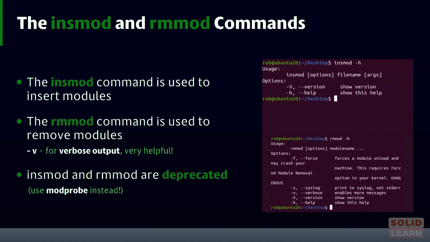Now, the insmod and rmmod commands are used to insert and remove modules respectively. The rmmod command is something that you probably are going to want to use with the -v flag or the -v option for verbose output. You can see exactly what it's doing when it's removing things. And you can use both of these commands with the -h option. That's the help flag, and it just displays all the options that you see on the screen on the right-hand side. Basically, all the options that you have when you're running the command are displayed.